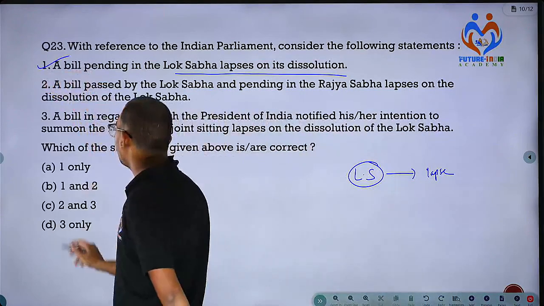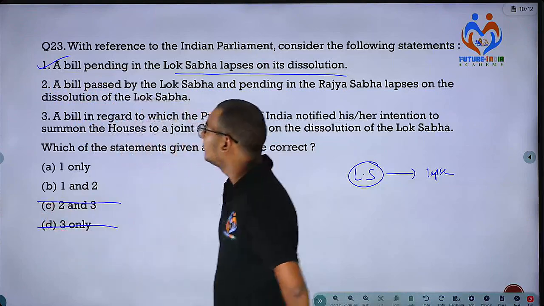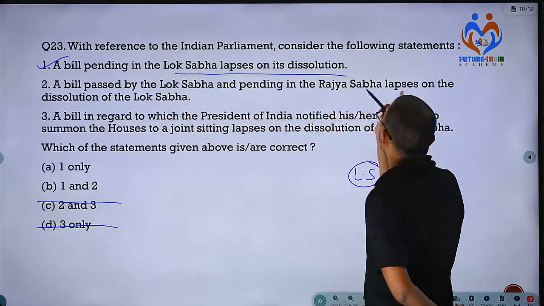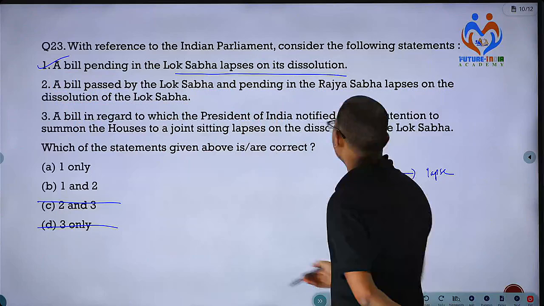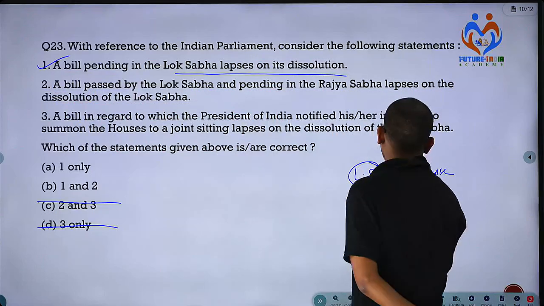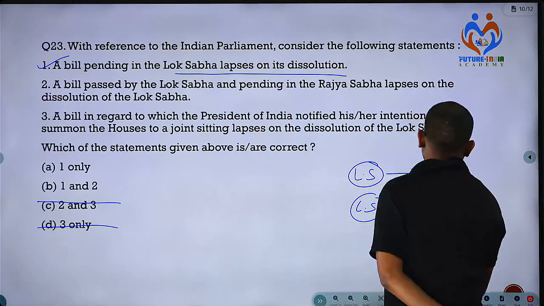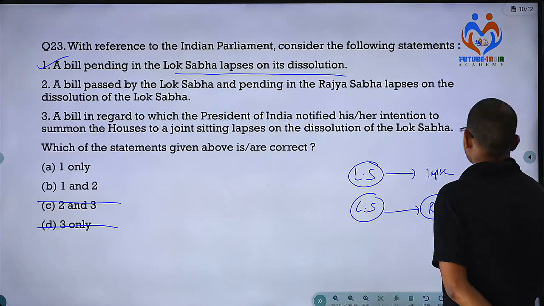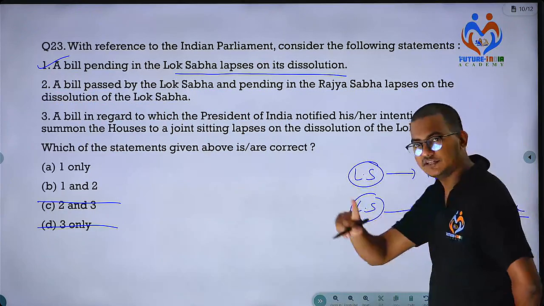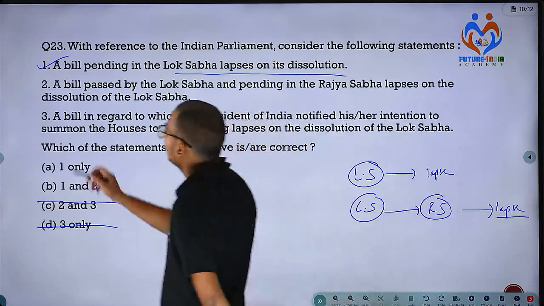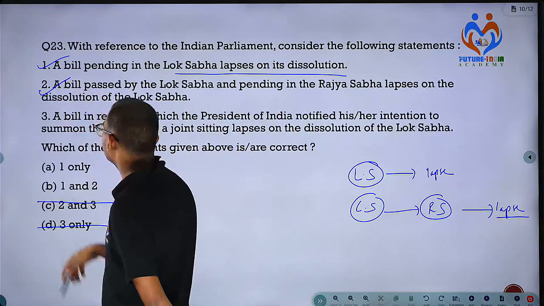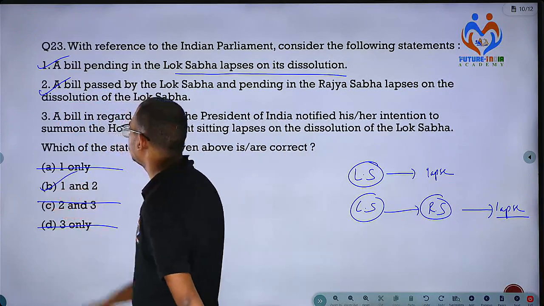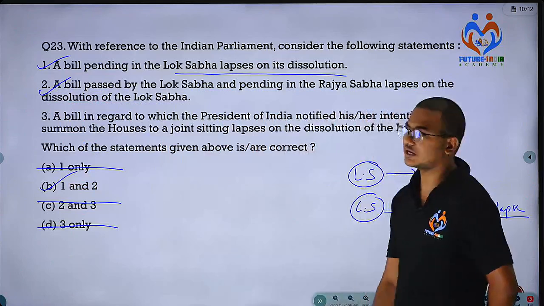So remove all the options which don't have option 1. A bill passed by the Lok Sabha and pending in the Rajya Sabha lapses on the dissolution of the Lok Sabha. Yes, it was in touch with Lok Sabha and then it went to Rajya Sabha. Meanwhile, Lok Sabha dissolves, so the bill will also lapse. If you are not getting this question, please watch the previous video first, then you'll get to know. So the second one is also correct. So remove all the options which don't have statement 2.